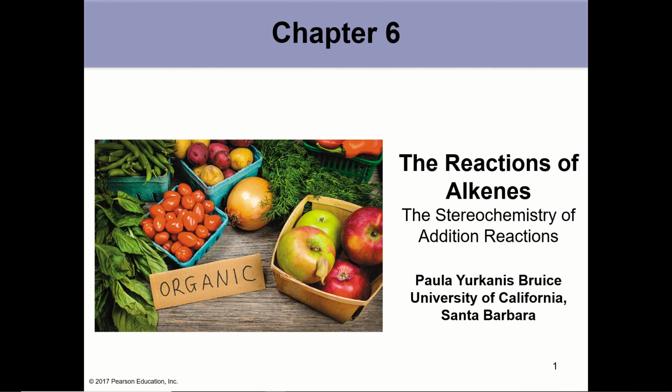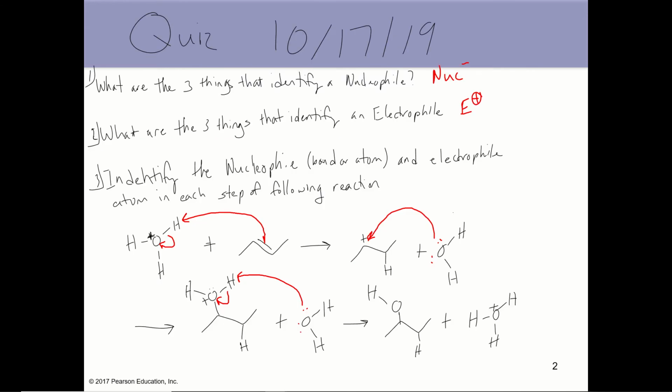And then we have something for you to work on. Here's a practice quiz. Something that, and I would highly recommend that you go ahead and write out the answers to this and keep these answers in mind as we go forward. So what are the 3 things that identify a nucleophile? That's something that you should remember. It's either going to be a negative charge, a lone pair, or a pi bond for a nucleophile.